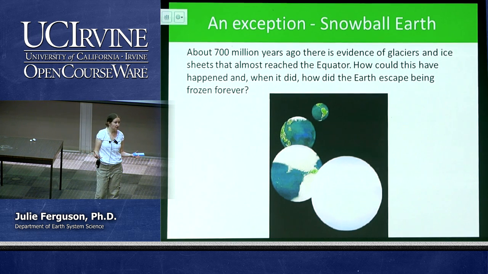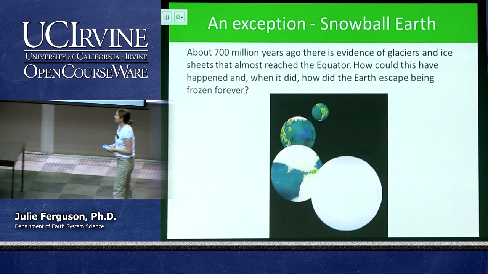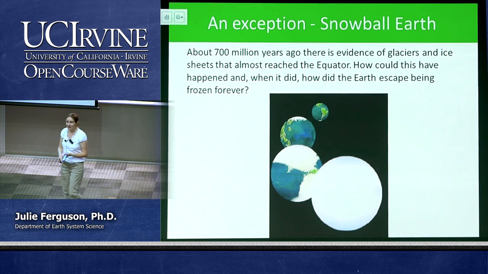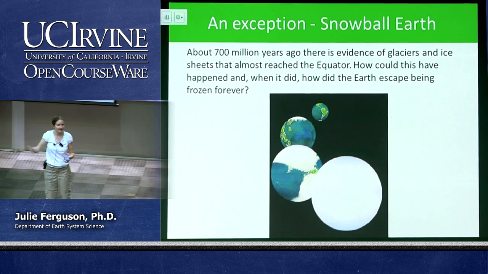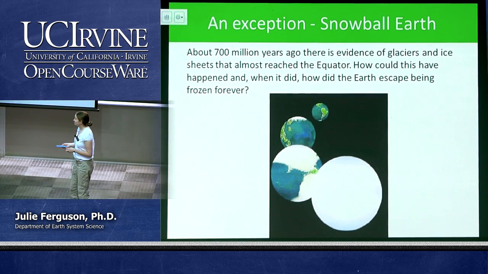And this was obviously not good for life. It's probably a very, very challenging time for that. So how did this happen? And once it did happen, how on earth did we get out of this? How did we get to this much nicer environment which we are in today?